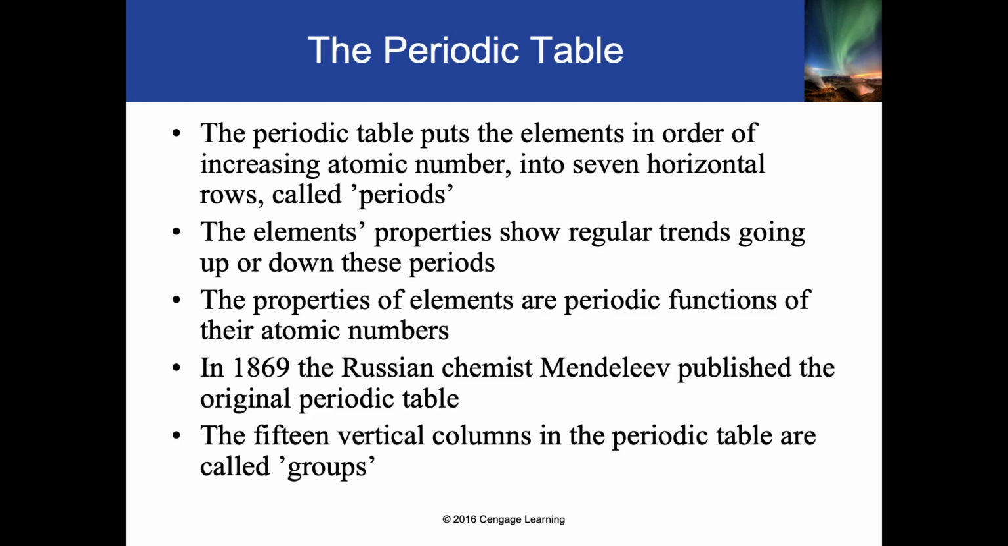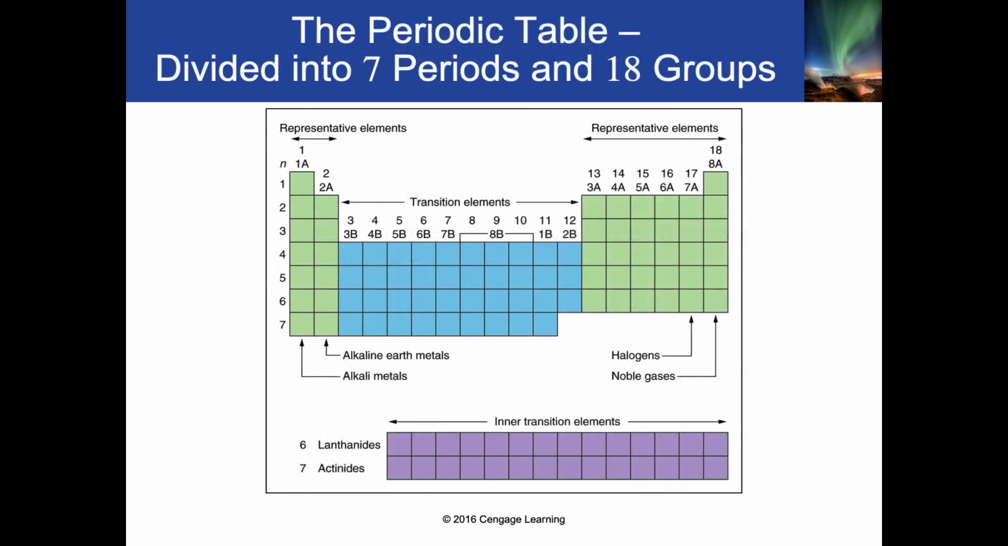Anyway, so we have rows, and those are called periods. There's 7 of those. And then the other thing we have is the columns. They're called groups. There are 15 groups: 1, 2, 3, 4, 5, 6, 7, 8, 9, 10, 11, 12, 13, 14, 15. So the vertical ones are groups, there are 15 of those. And then the horizontals are called periods, and there are 7 of those.